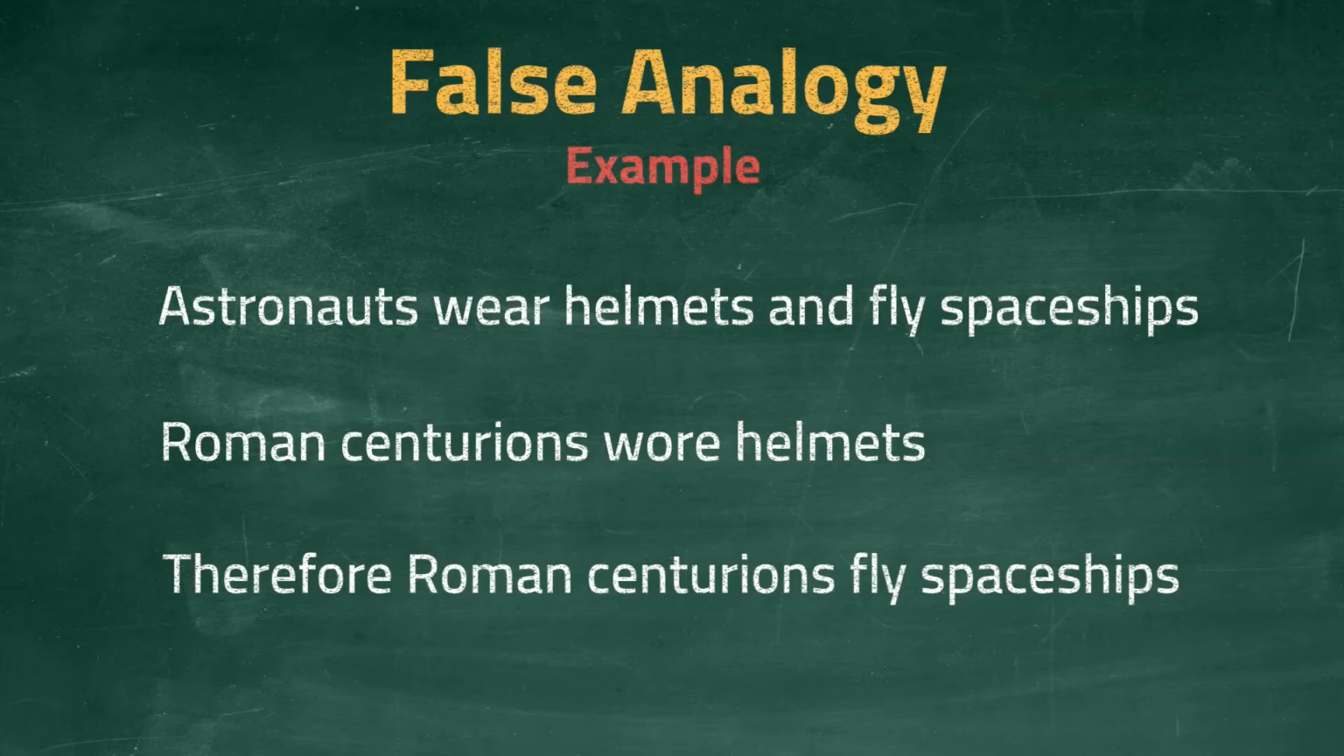Yes, both astronauts and centurions have helmets. They are also both human. But there is also much that is dissimilar. Their training, technology, and knowledge, for example. Crucially, although both wore helmets, the purpose of the helmet is different. The astronaut wears it so that they can breathe in space. The centurion wears it to protect their head from enemy weapons.